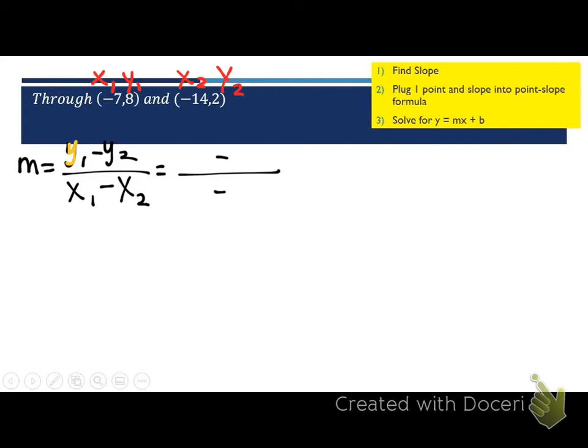What's my first y? 8. My second y? 2. My first x? Negative 7. My second x? Negative 14. There's already a negative there, so what happens? Turns into a positive. So then we get 8 minus 2, which is 6. Negative 7 plus 14, which is 7. So we found the slope is 6 over 7.